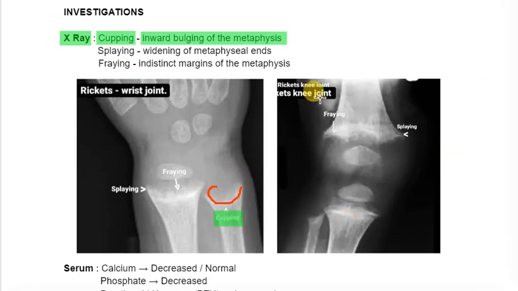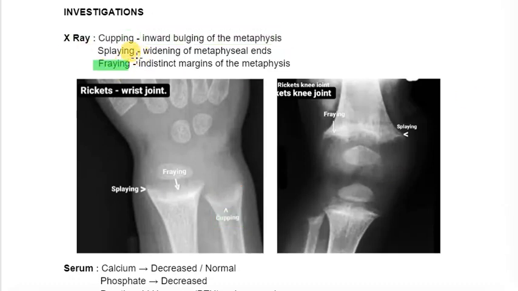And the other is splaying. Splaying means the widening of the metaphyseal end. So right over here you can see splaying. This is the widening of the metaphyseal bone, right over here we can see. And the third one is fraying.